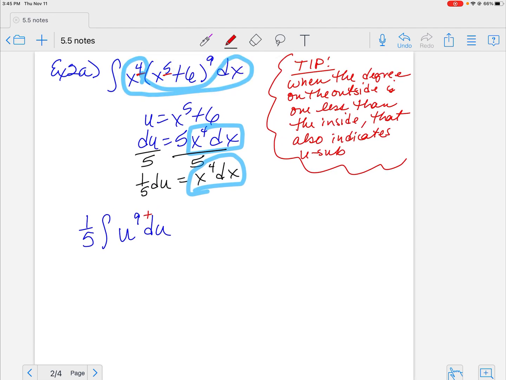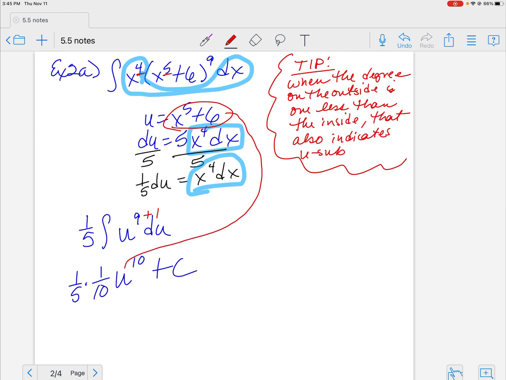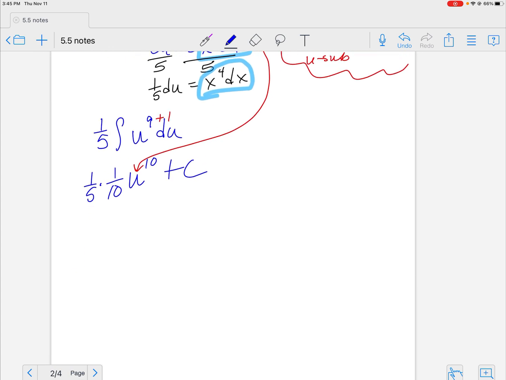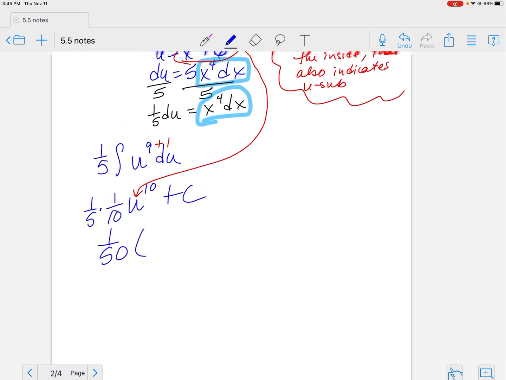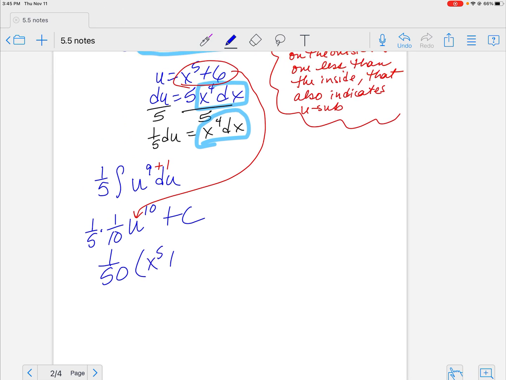Now we integrate, so it's just a polynomial. So I'm going to add 1 to that. So I've got u to the 10th, and I'm going to bring the 1/10 in front, and I still have this 1/5 that I'm multiplying, plus c, because it's indefinite. If it were a definite integral, I'd have to put my bounds on there, right? But indefinite, we always have to put that plus c, okay? Then just clean it up. I'm going to clean up 2 things at once. I've got this u that I'm going to plug back in at the same time I multiply those together. I've got 1/50th times x to the 5th plus 6 to the 10th power plus c.